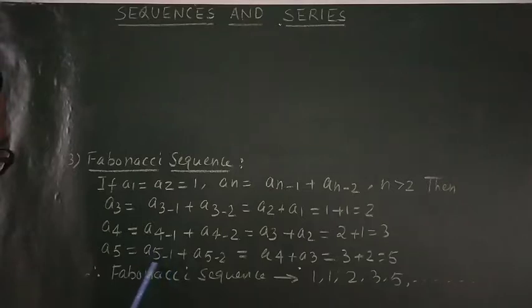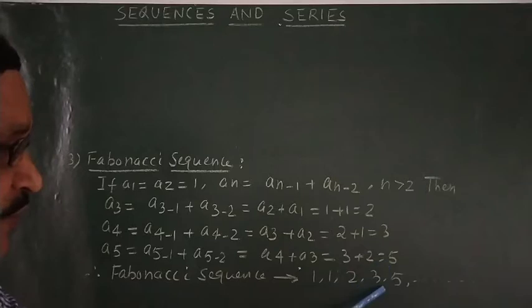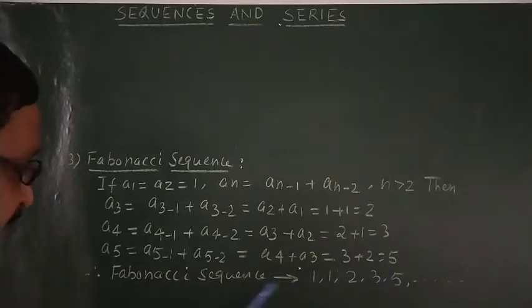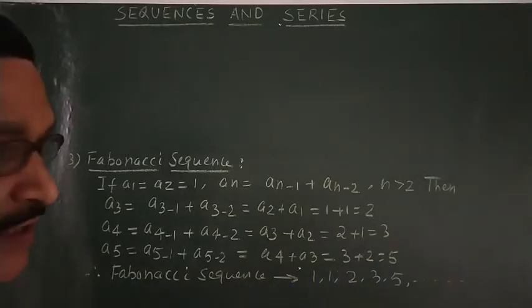A5, the fifth term of the Fibonacci series, is A(5 minus 1) plus A(5 minus 2). So this is A4 plus A3. A4 we have got as 3 and A3 we have got as 2. So 3 plus 2 is 5. So this type of series is called the Fibonacci series.